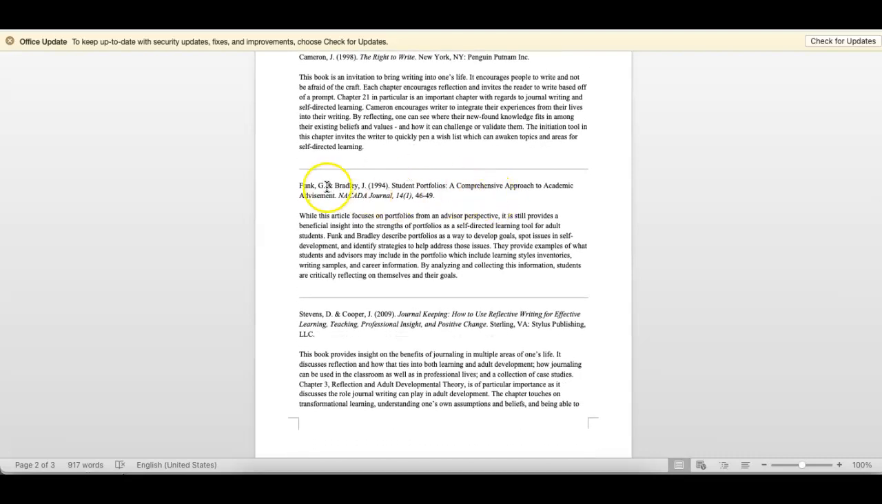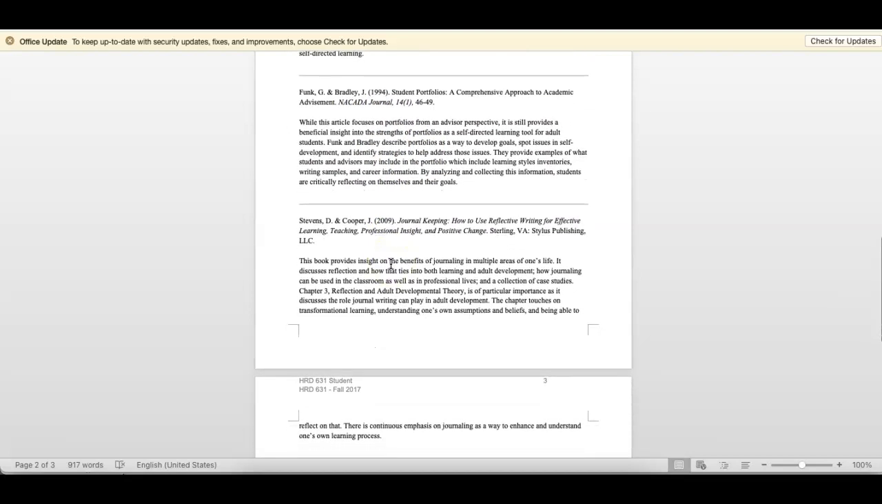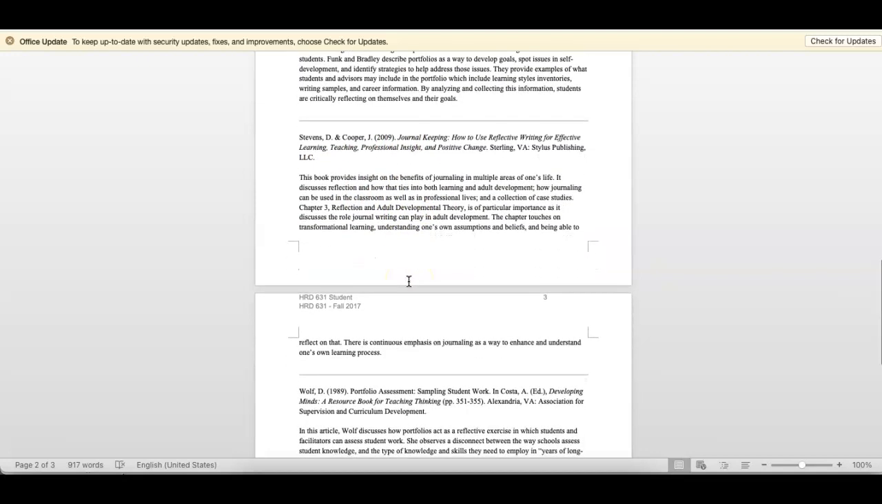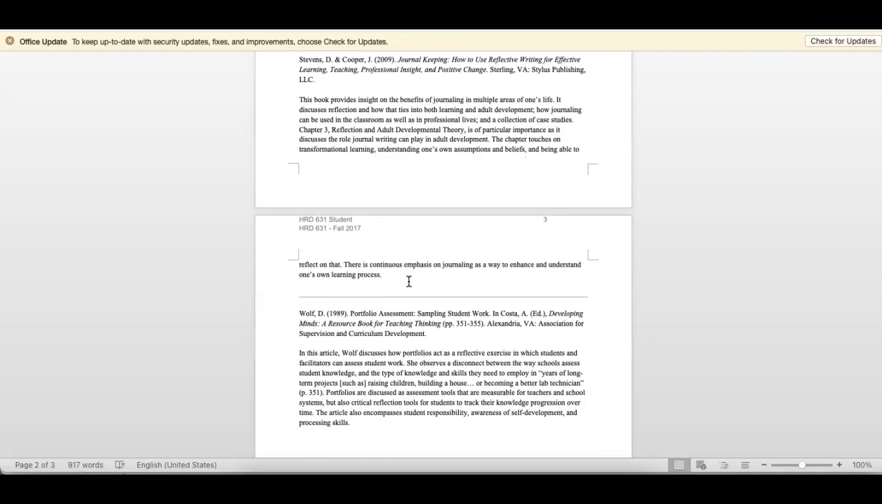Here's another student portfolio, a comprehensive approach to academic advisement. This article, they explain what was in the article. In this case, they explain what the book was about. And it doesn't mean that you have to read the entire book, but it could be just a very quick summary of the article and the book, the YouTube video. It could be a podcast that you use to put it together. So rather than saying in this article, you could say this podcast, blah, blah, blah.